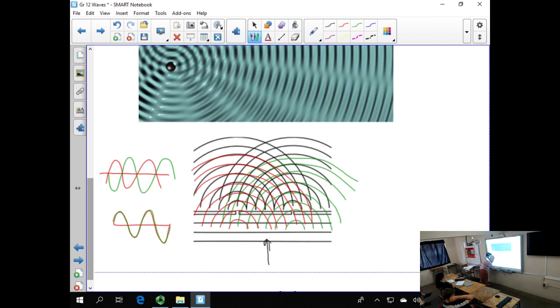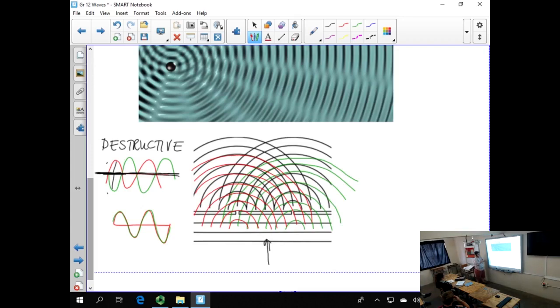Can you see over here? That amplitude and that amplitude is going to cancel, and I'll get no movement. So a wave plus another wave can give me no wave. Okay? We call this destructive interference.